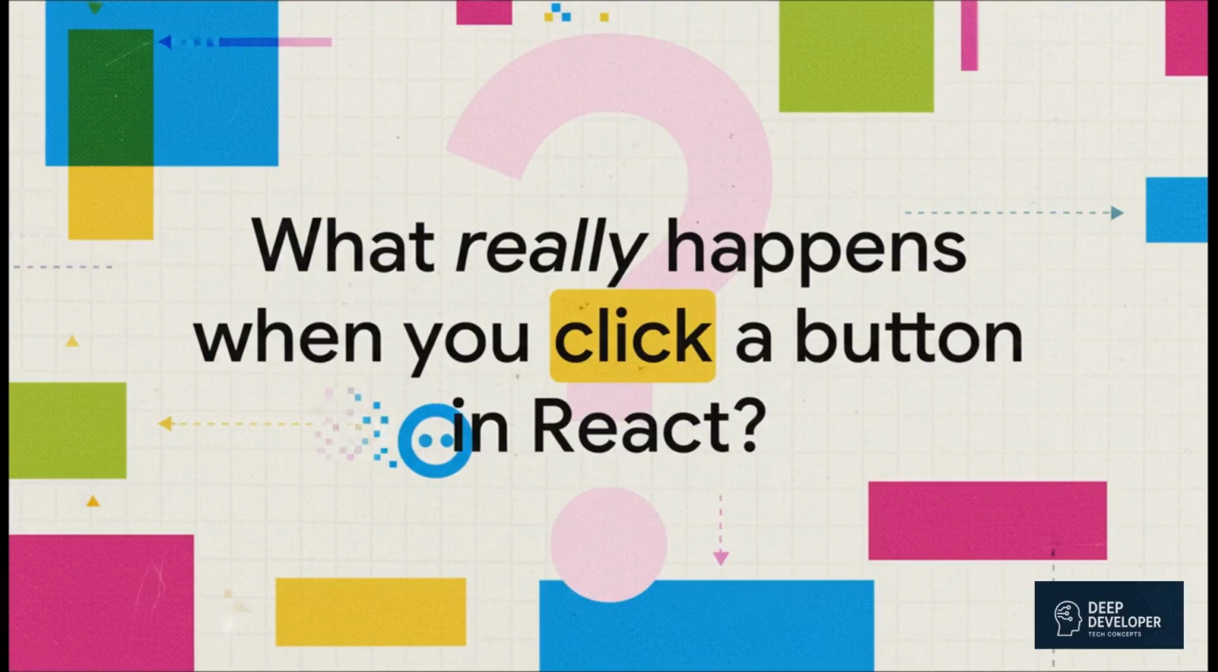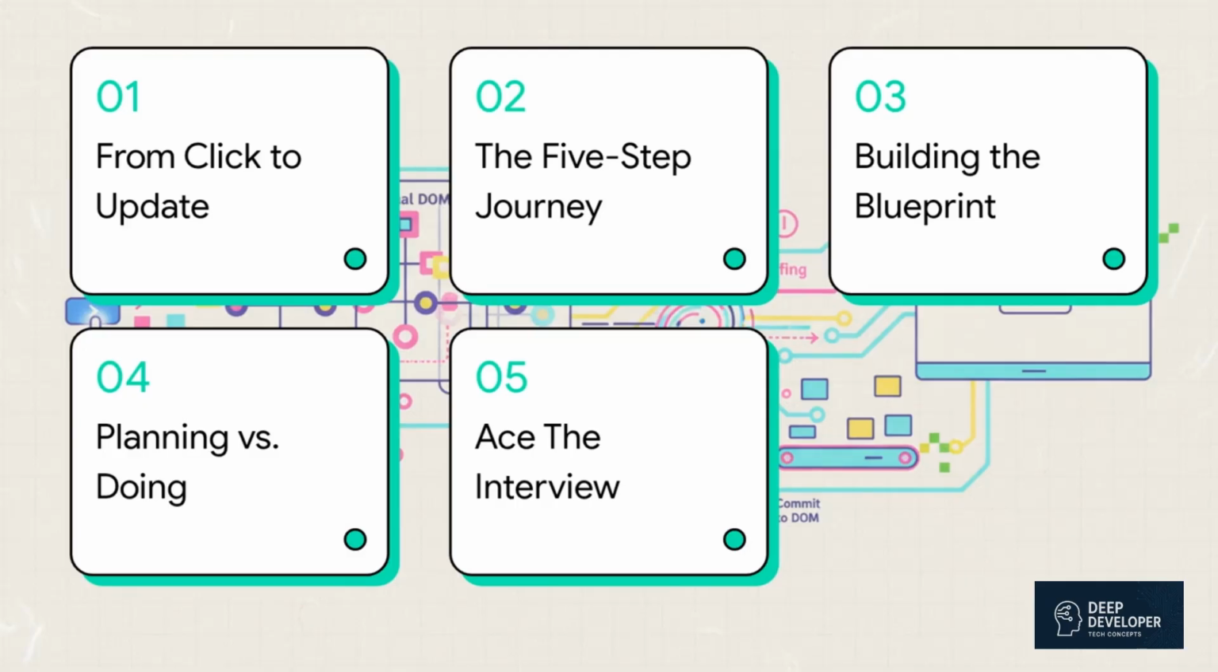So let's start with that big question. You call setState, or you use your state hook setter, and then what? It can feel a little bit like magic, but I promise you it's not. It's a super predictable 5-step pipeline. And understanding this pipeline, that's what separates a good React developer from a truly great one, especially when you're in a technical interview.